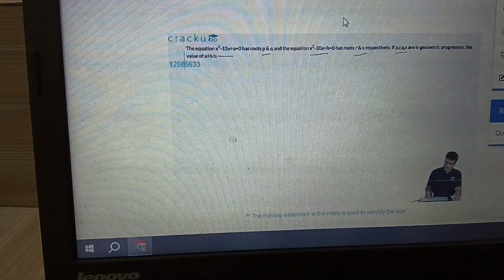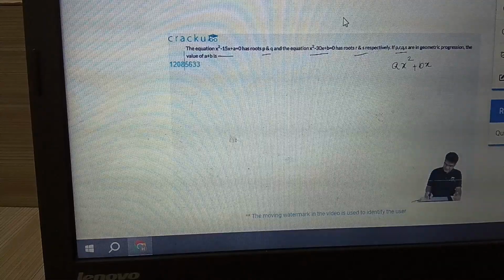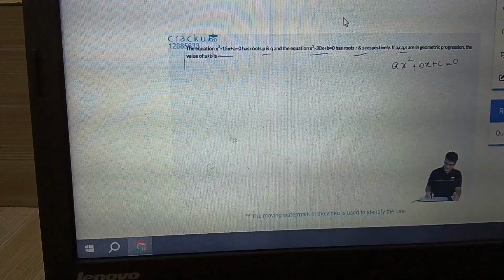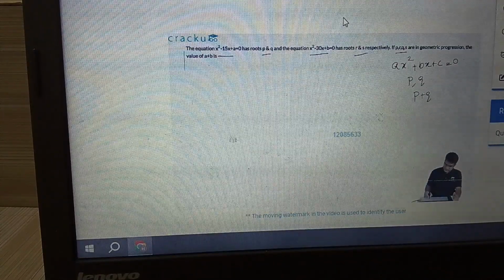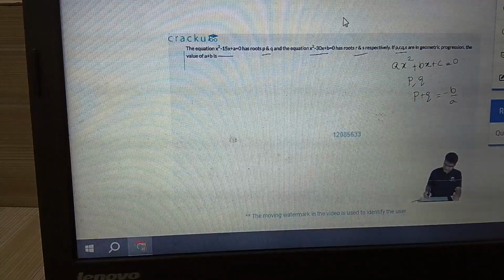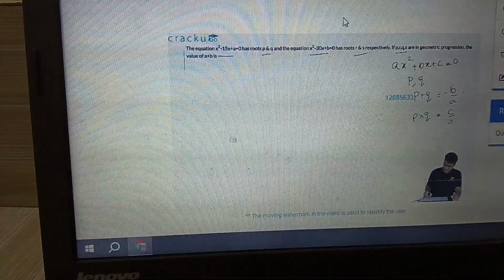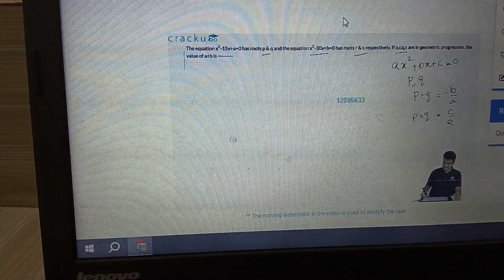So if you are given any quadratic equation which is of the form ax squared plus bx plus c is equal to 0, and if you are assuming that the roots of this quadratic equation are p and q, then p plus q is equal to minus b by a, and the value of p into q is equal to c by a. That is, the sum of the roots is minus b by a and the product of the roots is c by a.